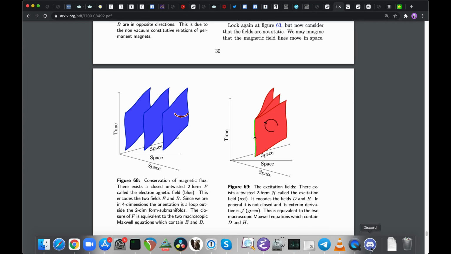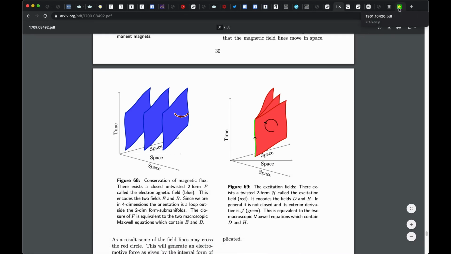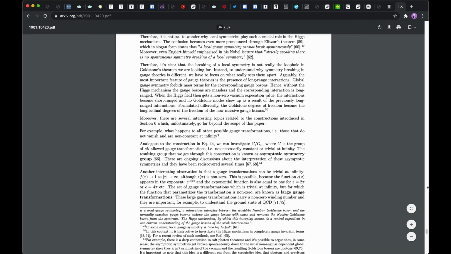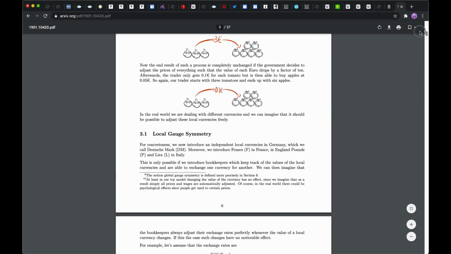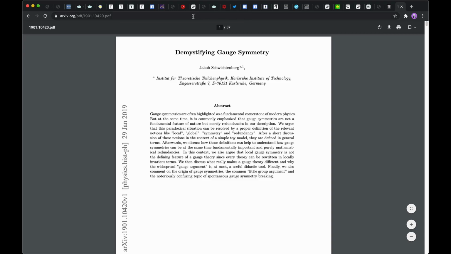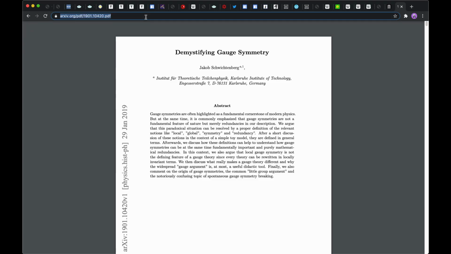So I'm really glad, and we also have one more article from Pax, which is called Demystifying Gauge Symmetry, and I think that we will need that to go deeper into 19.4 of the Penrose book.